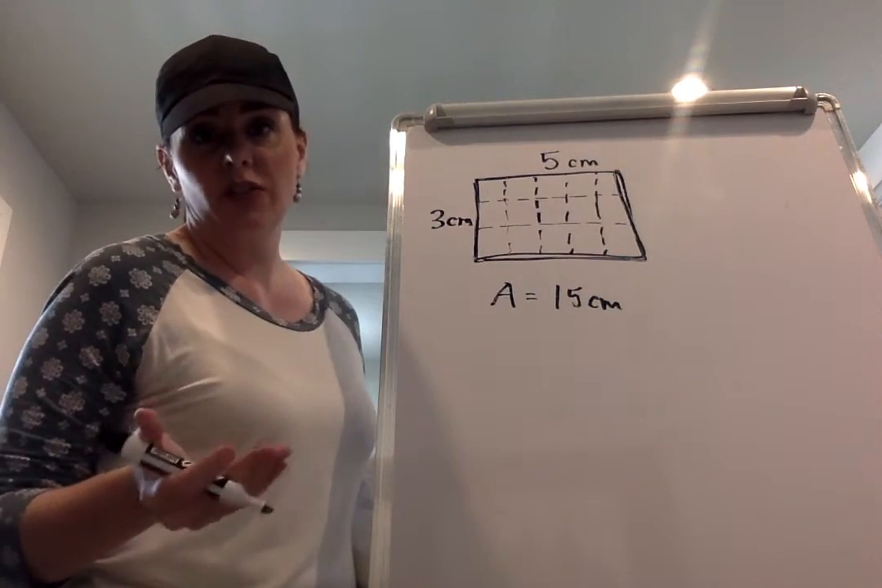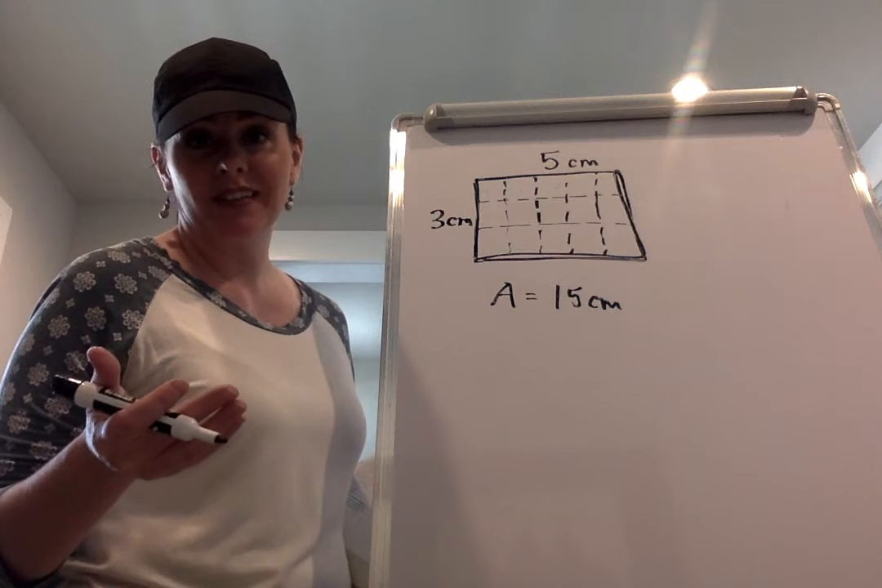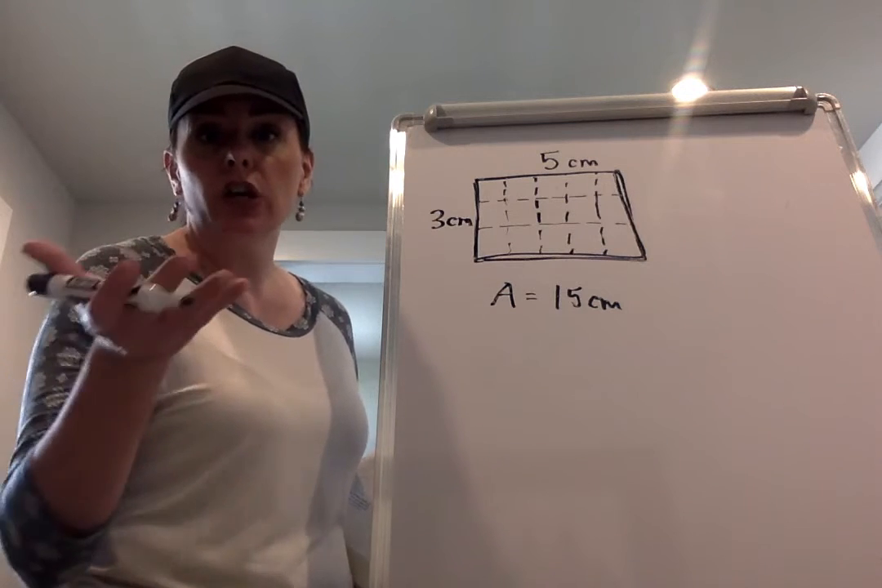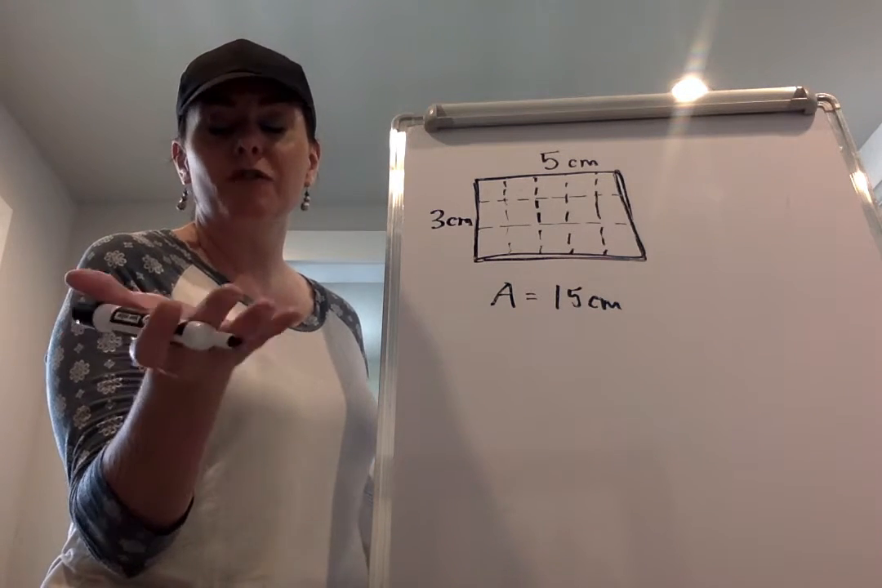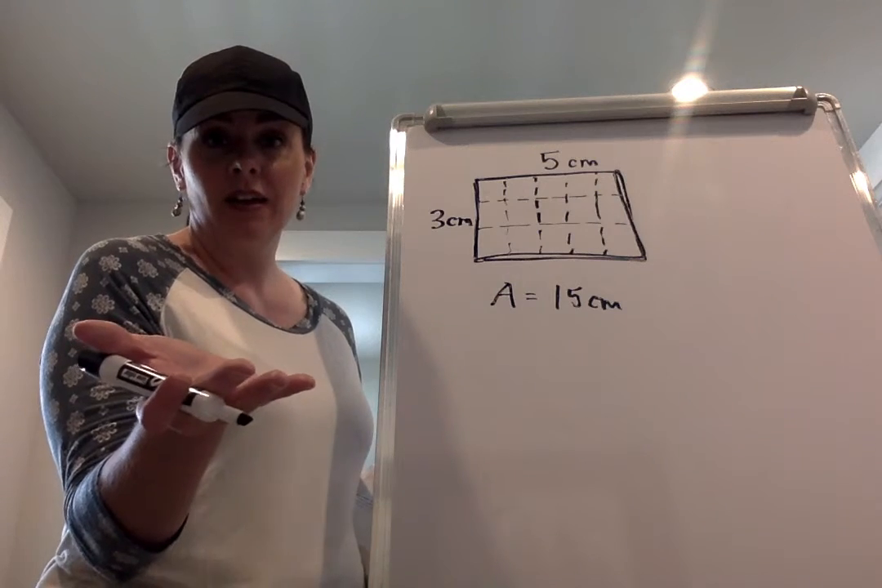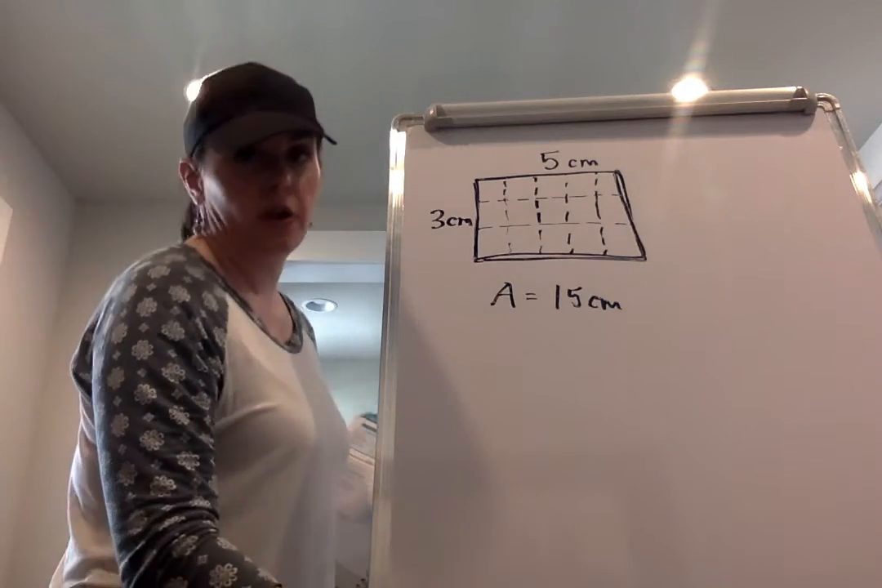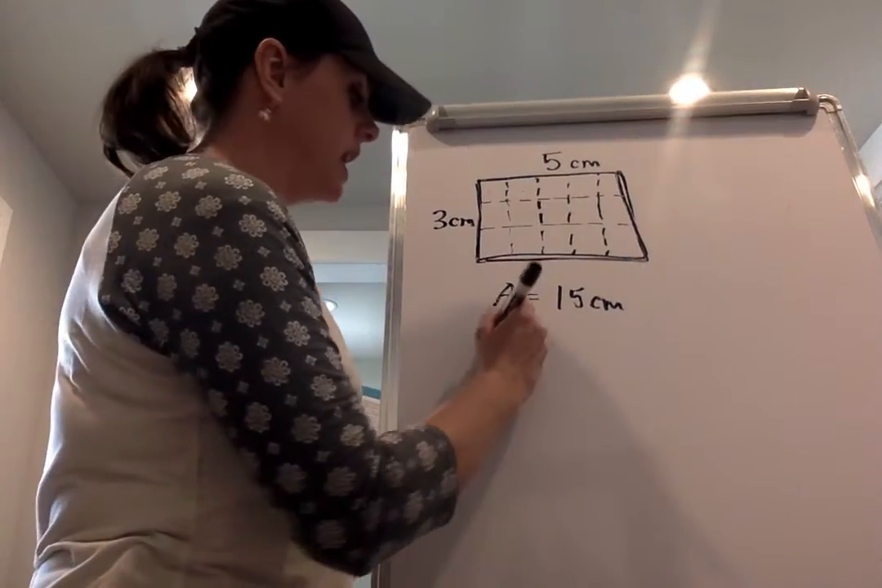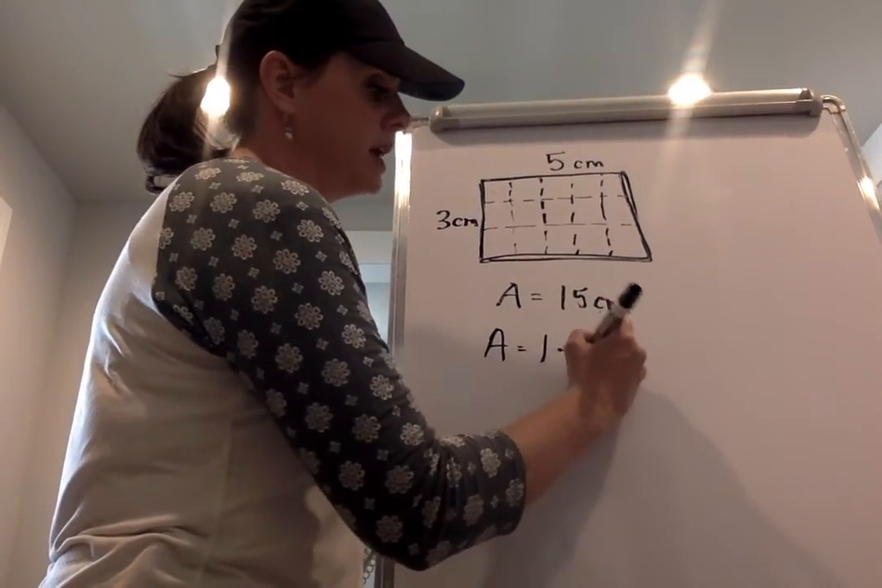Is there an easier way to do that than adding up all the squares? Absolutely. We already know the formula for area, don't we? Shout it out. I know you know it. Area equals length times width.